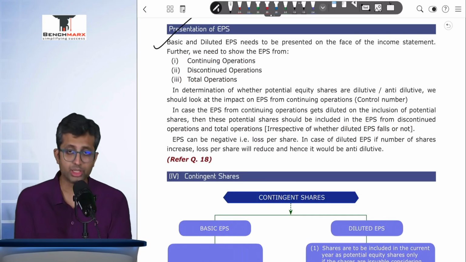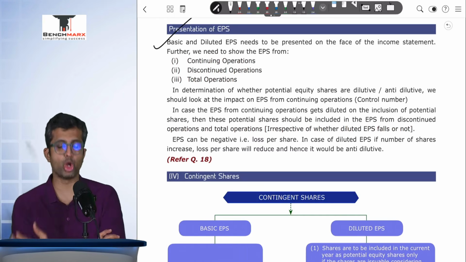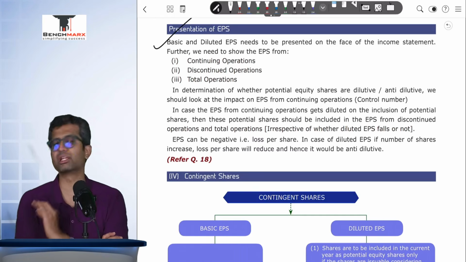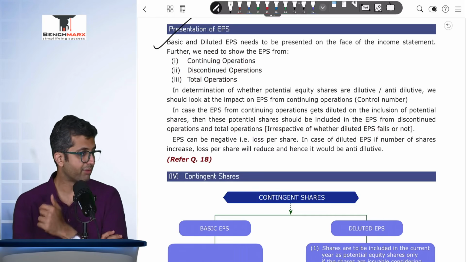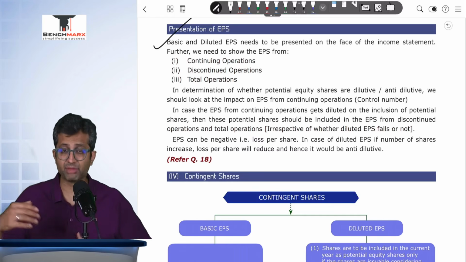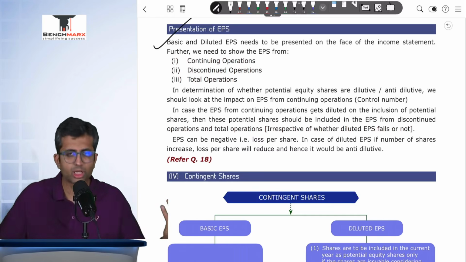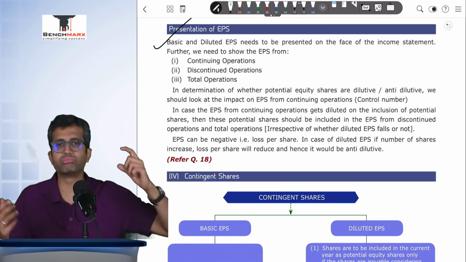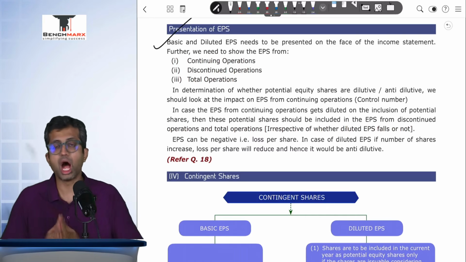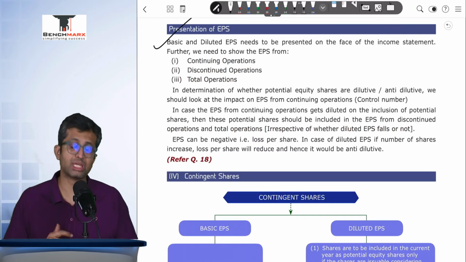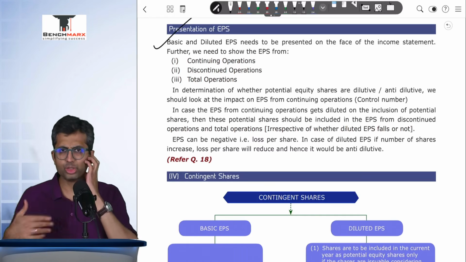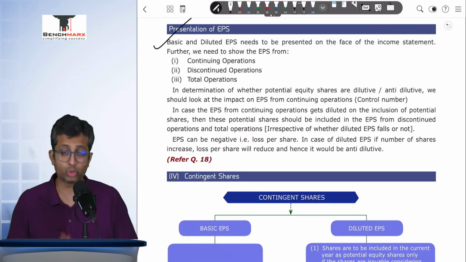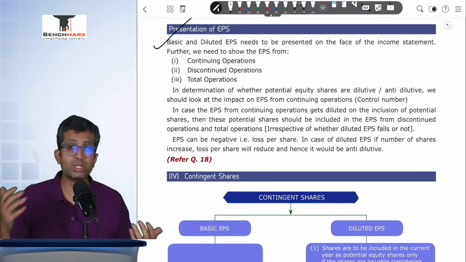The challenge over here is, sometimes there may be a loss. If there is a 10 lakh rupee loss and there are 1 lakh shares, the answer is a negative 10. EPS can very well be negative. However, if the EPS is negative and there are potential equity shares, let's say of another 1 lakh, then 10 lakh of loss divided by, let's say, 2 lakhs will come to a loss of 5 per share. However, the loss is reducing and hence this is anti-dilutive. So usually if the potential equity shares are anti-dilutive, we will not take them into the diluted EPS calculation. However, if they're dilutive, you will take them, which is fine.